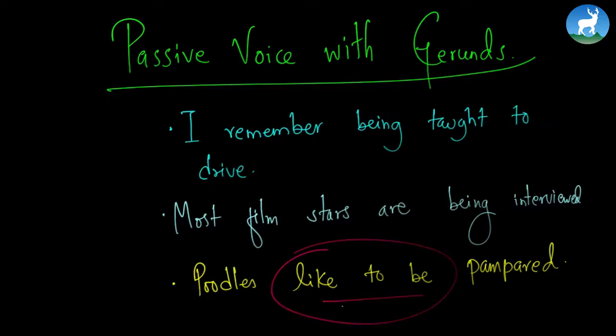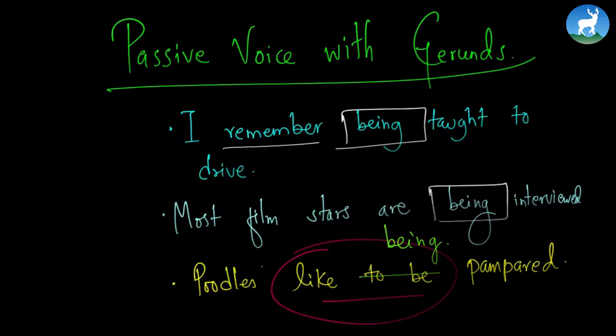This is in infinitive form. To convert this into gerund, I need to write something like, poodles like being pampered. Now that is gerund, not to be. All right, let's study about gerunds. What are gerunds? Gerunds are used after prepositions and verbs normally followed by a gerund. So, I remember being taught. That is a gerund. Most film stars are being interviewed. We have a gerund. Poodles like being pampered.